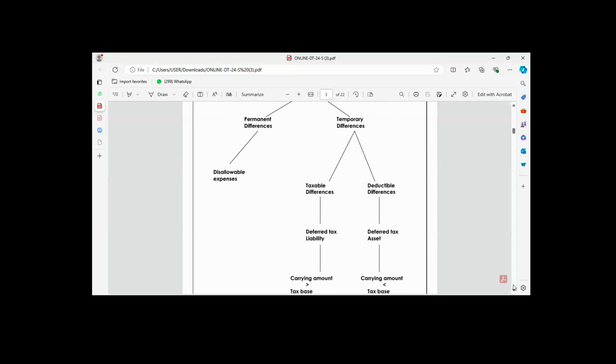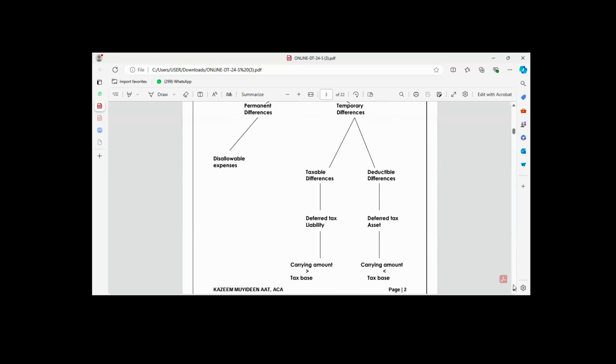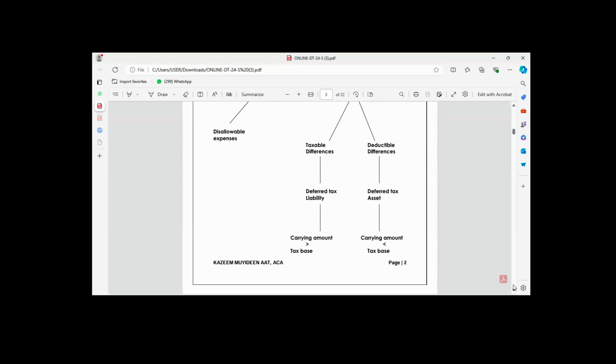This document I'm showing you is available on the platform. Deferred tax liability occurs when the carrying amount is greater than the tax base. And if it is deferred tax asset, carrying amount is less than the tax base. Let's take question 1 now to illustrate this.